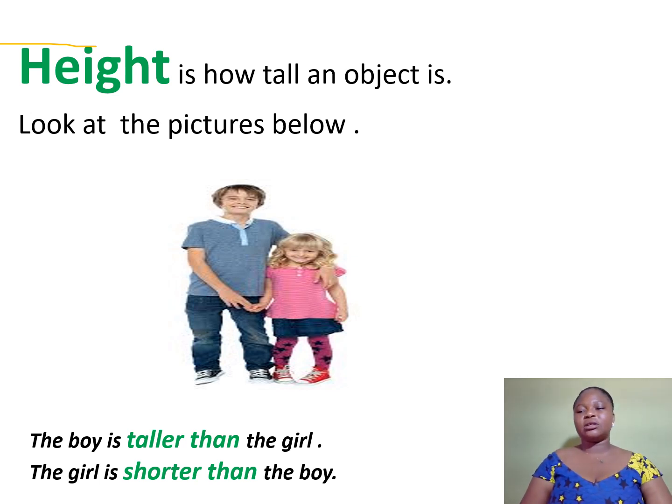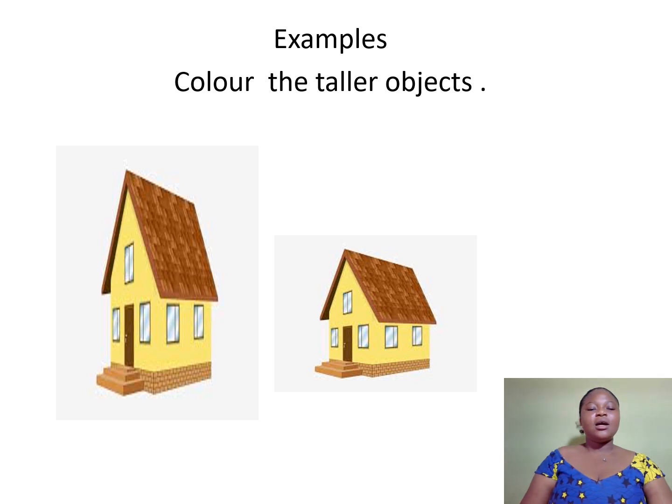Alright, good. Let's move on. So these are some examples. Color the taller objects. So these two objects, which one is taller? You are going to color it. Okay? You are going to use your crayon. This is yellow. So use a black crayon to color the taller object, the one that you think is tall. So the first and second one, which one do you think is tall? Write it in your notebook and color them nicely, okay?